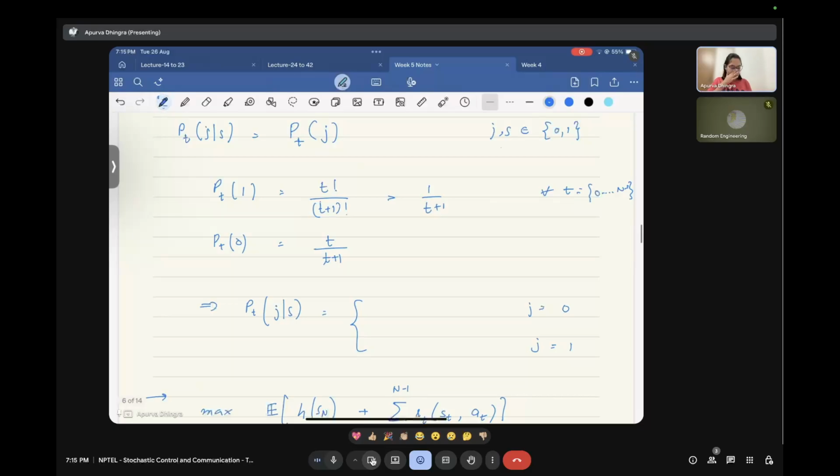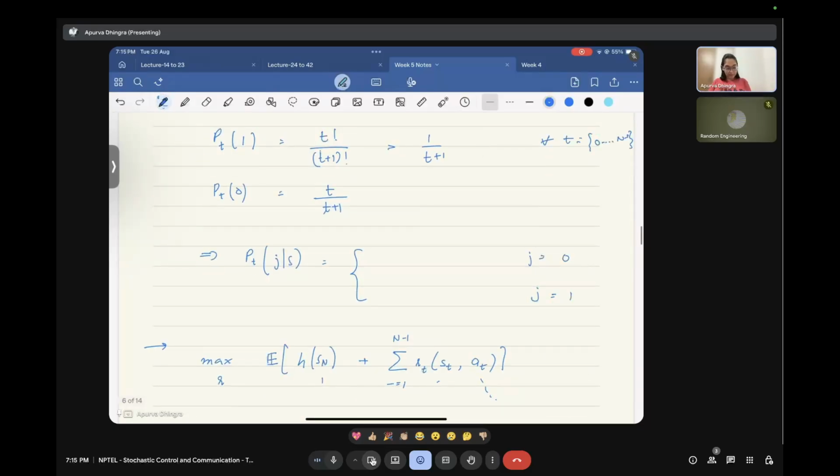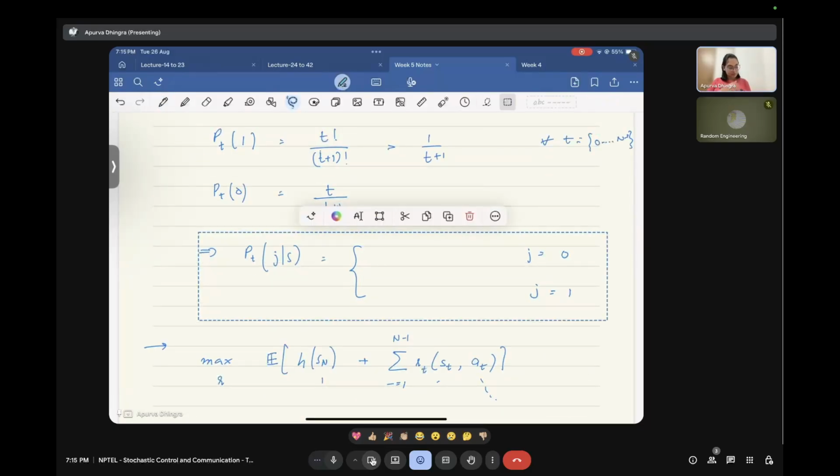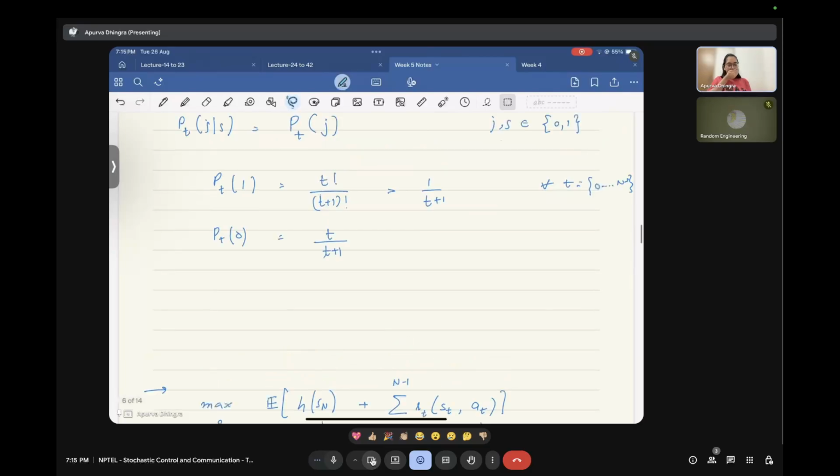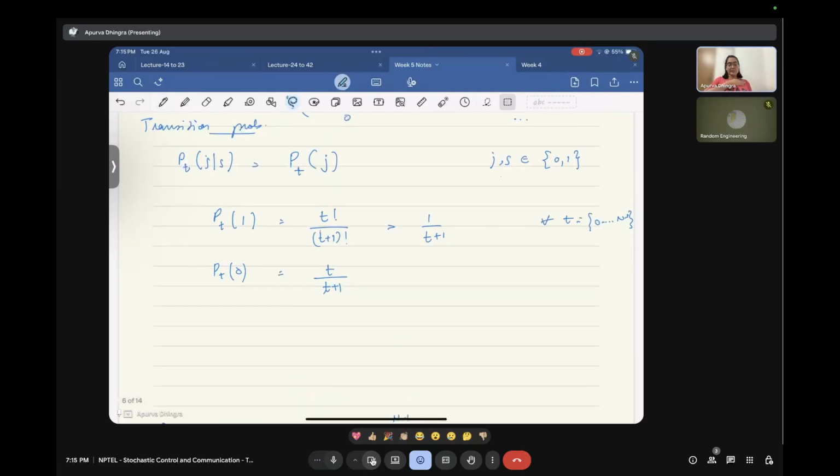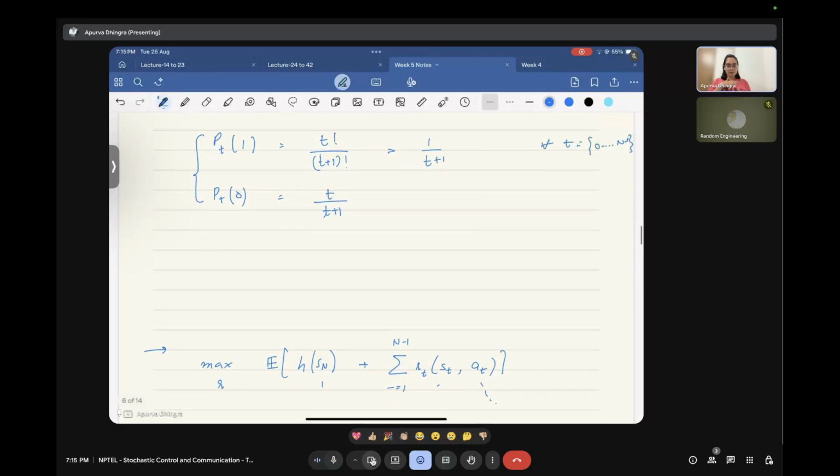So this is just writing out the same thing again. Skip this portion. In this sense, we have the transition probabilities just in the form of these two. Next, our goal is to optimize this quantity.